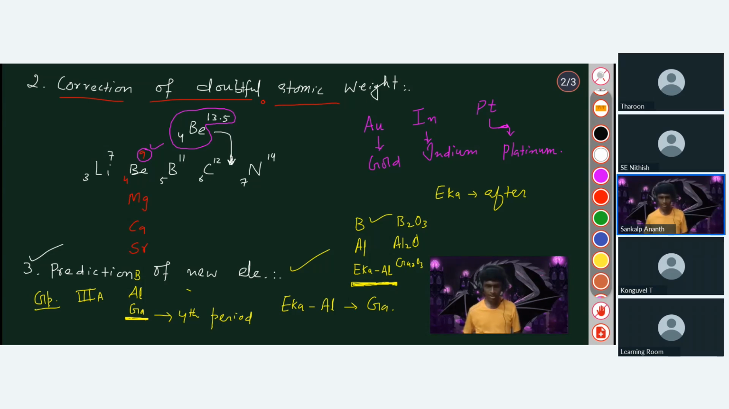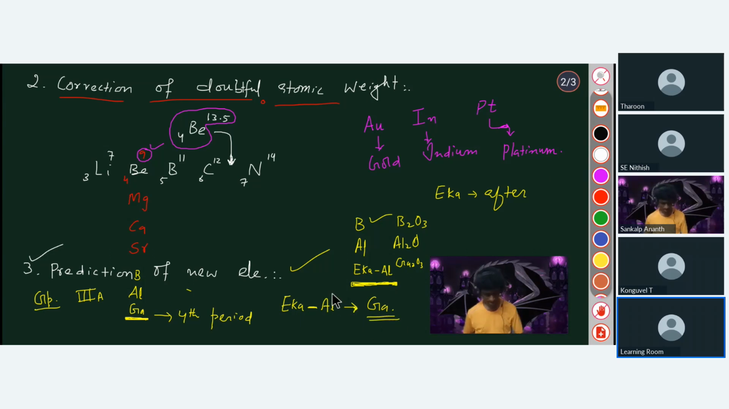What is that? Eka, sir. Eka minus Al gives Ga? It is not minus, it means Eka aluminum. It is just a dash. After aluminum, which is gallium. I didn't know about the dash there. Eka aluminum was the element which was discovered later on. It is actually gallium.